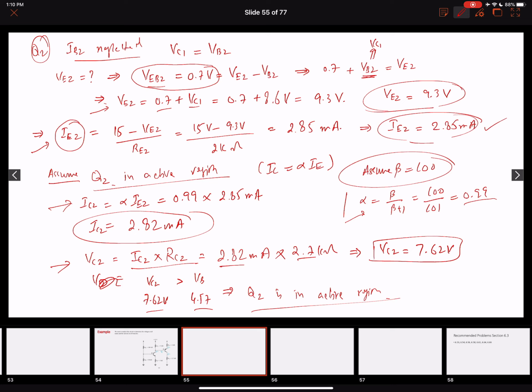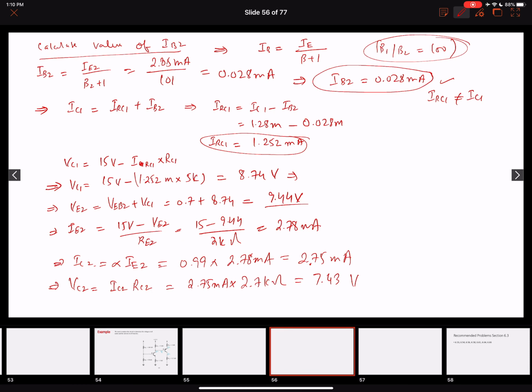Once we find all the values, all of these values should have some error because we neglected the base current. So in the second iteration of solving this circuit, we find out what is a good approximation of the base current. We made an approximation of the base current using this equation, and we found this value of the base current. So our base current was 0.028 milliamperes. So we got a new value of the base current.